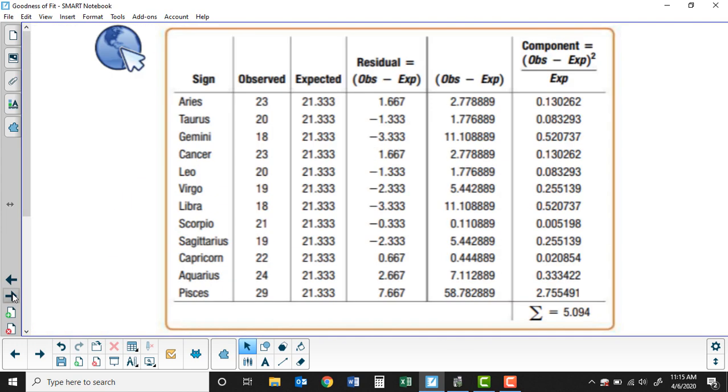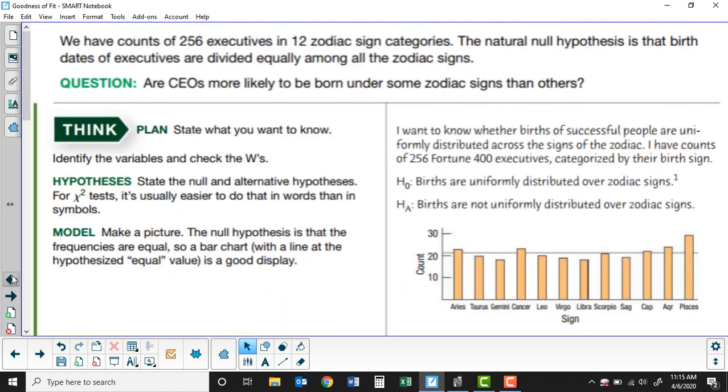I have the chart over here. Yeah, so here's the first value, 23 minus the expected. We get this value, we square that value, and then we just continue and we divide that by the expected value, and then we just add all these up, and that's how we get our sum. Remember, this sigma here means sum. All right, let's go back to where we were.